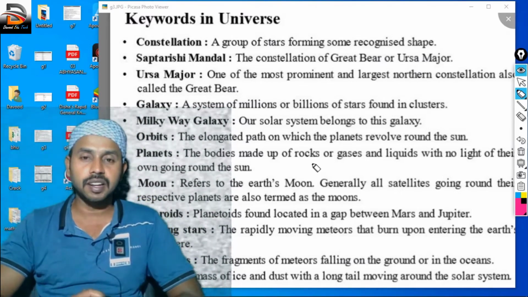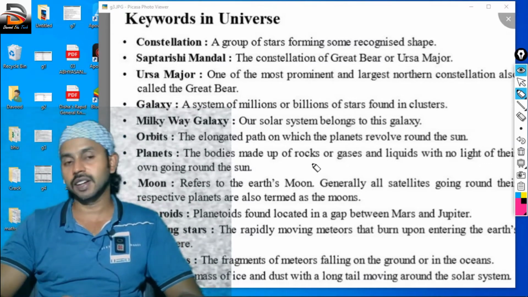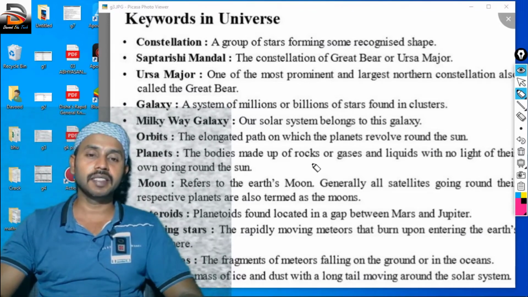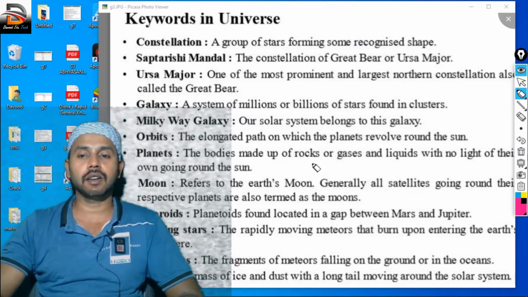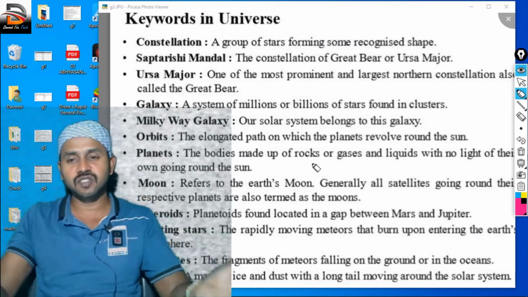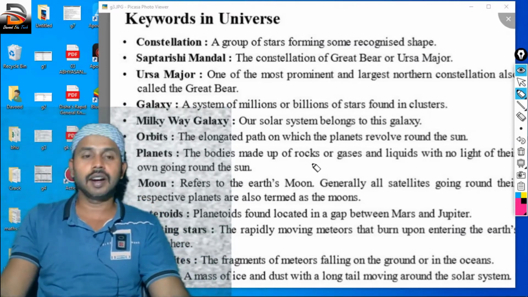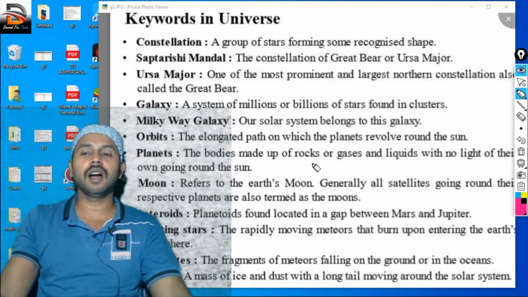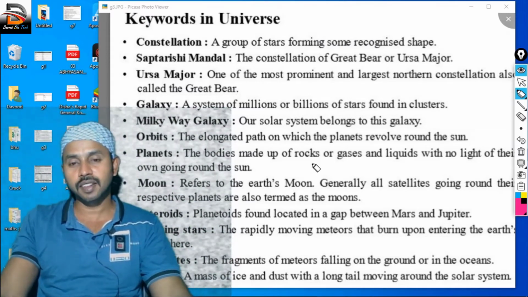Galaxy: a system of billions of stars found in clusters. The Milky Way is the galaxy to which our solar system belongs. Orbit is the elongated path along which the planets revolve around the sun. Planets are bodies made up of rocks and gases which have no light of their own. A moon, like the Earth's moon, is generally a satellite going around its respective planet.